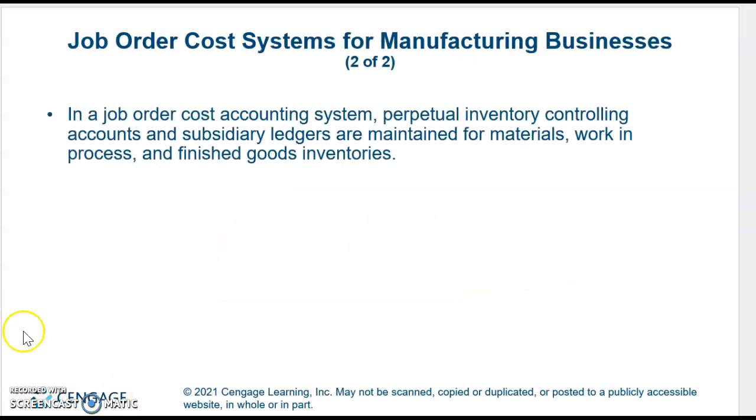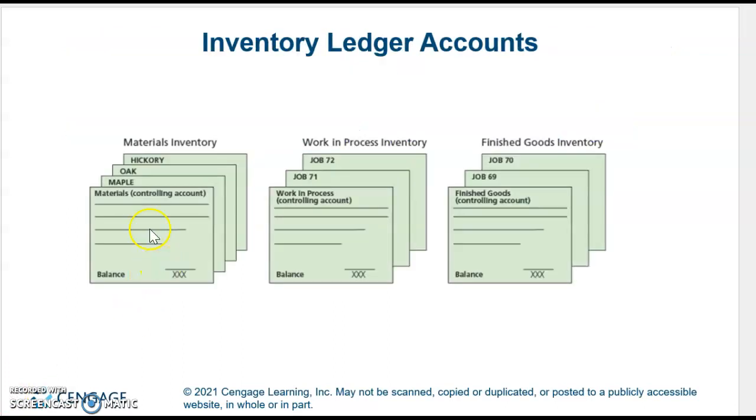Okay, so in a job order cost accounting system, perpetual inventory controlling accounts and subsidiary ledgers are maintained for materials, for WIP, and for finished goods. So here is your materials inventory, your different types of raw materials you have. You have a different account for each. Then when it goes into WIP, it goes into WIP by the job number. And then when it goes into finished goods, it goes into finished goods by the job order.